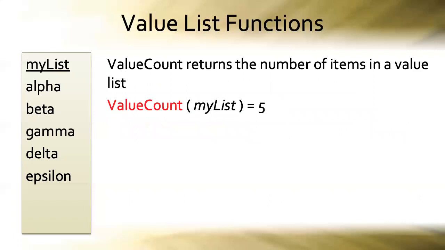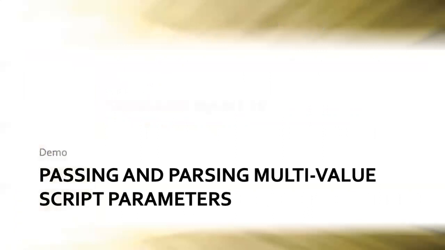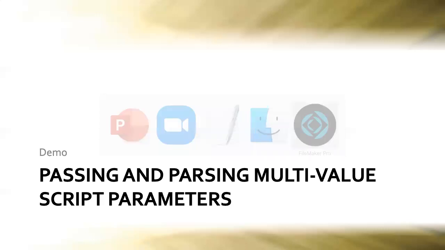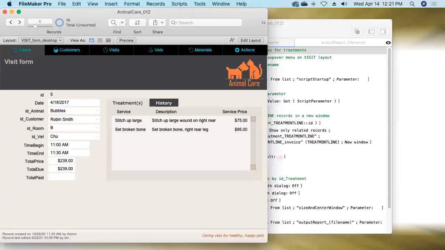All right, let's take a look at passing and parsing multi-value script parameters into a script, which is one of, I think, the most useful purposes for these value lists that we can create. I'll switch into our FileMaker database, animal care, that we've been working with. And just to give a little bit of background, we've been working on some scripts in our last couple of sessions that generate reports.